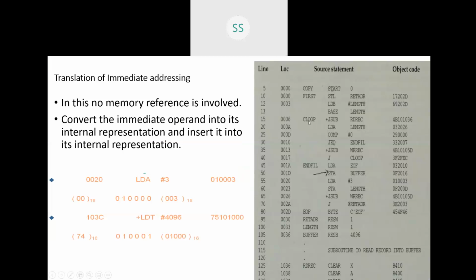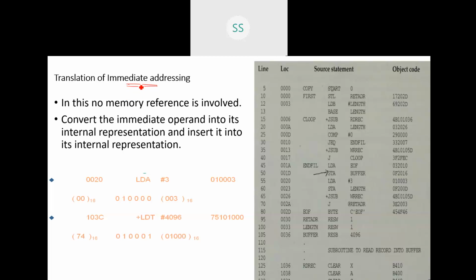So we had studied how to generate the object code for program counter relative. That's what we saw. Next we are going to see how about immediate addressing. Now we need to look at immediate addressing. What do you mean by immediate addressing?